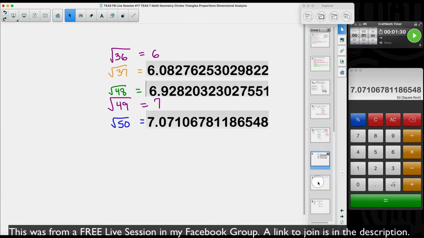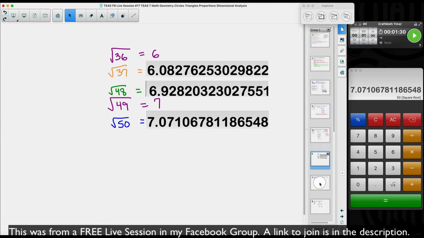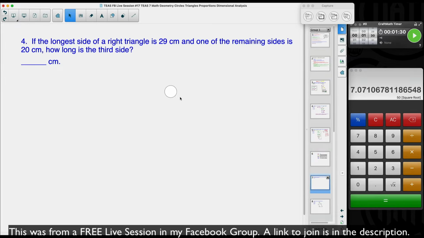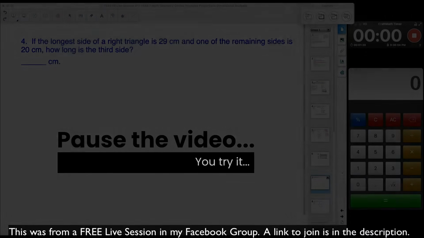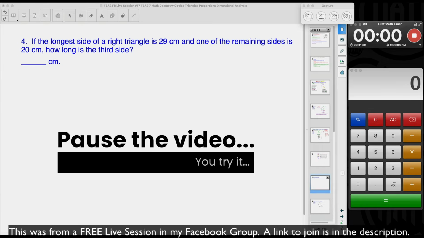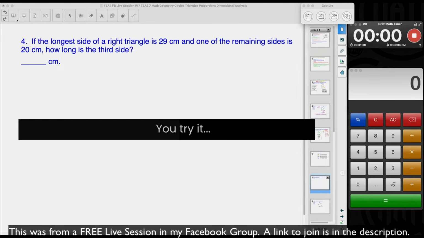All right, a little bit more geometry. We are going to move on to triangles. And this one here, fill in the blank. We'll do a minute and 30 seconds. Try it out. All right, so right triangles.